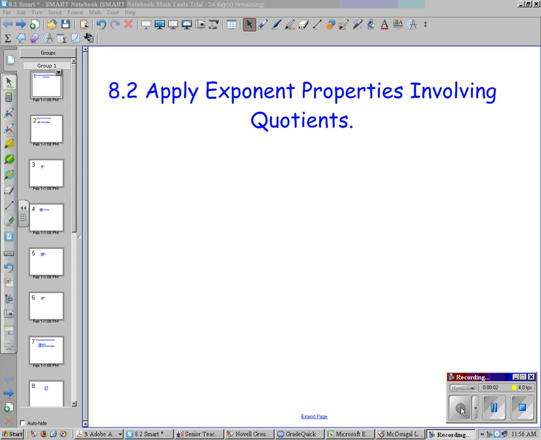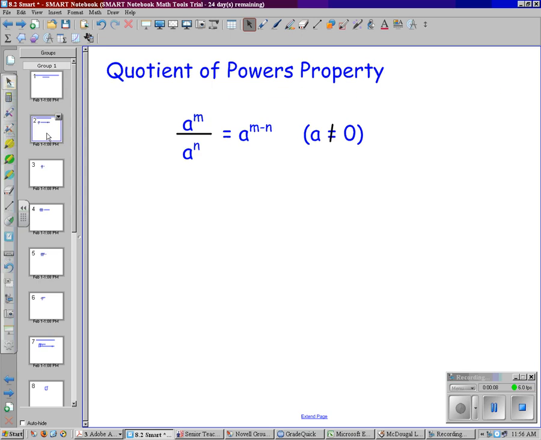To section 8.2, applying exponent properties involving quotients. We're going to work with the division rules today, and we have the quotient of powers property. What this is saying is that when you have the same base being divided, you get to subtract their exponents. It has to be the one in the numerator minus the one in the denominator. That's the order that has to be done. The one in the numerator minus the one in the denominator.